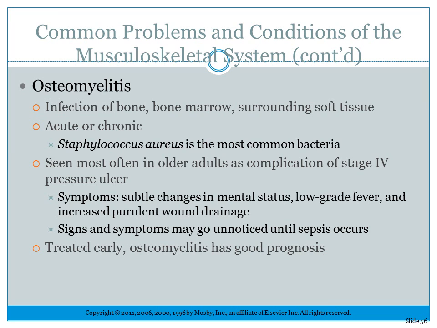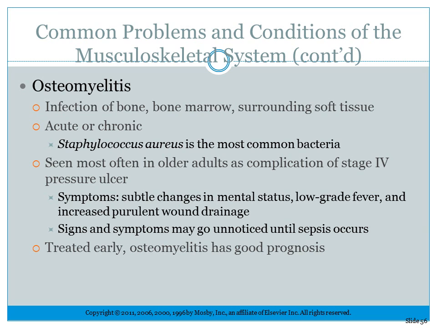Acute osteomyelitis is usually treated with antibiotics, and it will resolve within approximately 4 weeks. And chronic osteomyelitis lasts longer than that and fails to respond to initial antibiotic therapy. We often see manifestation of osteomyelitis in older adults as a complication of stage 4 pressure ulcers. These individuals may have subtle changes in their mental status. They may have low grade fever and present with increased purulent wound drainage as indicators of this particular disease process.